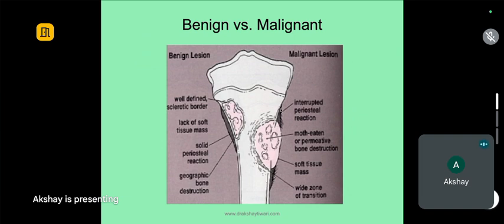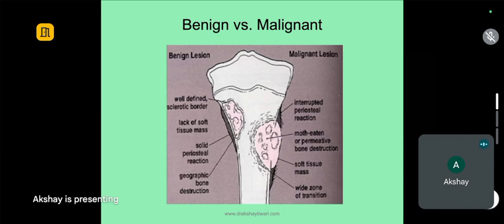It will be a periosteal reaction which will be an interrupted variety and not a solid periosteal reaction. Interrupted varieties are onion peel, Codman, or sunburst. Right? If you cannot see a periosteal reaction, just say, I cannot see a periosteal reaction.